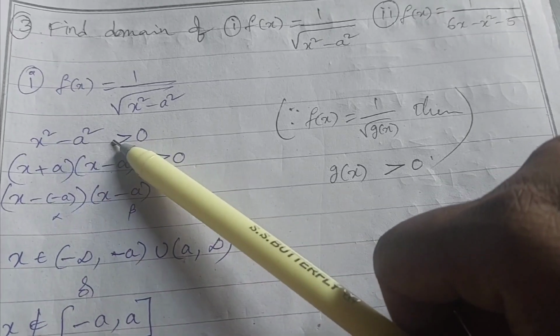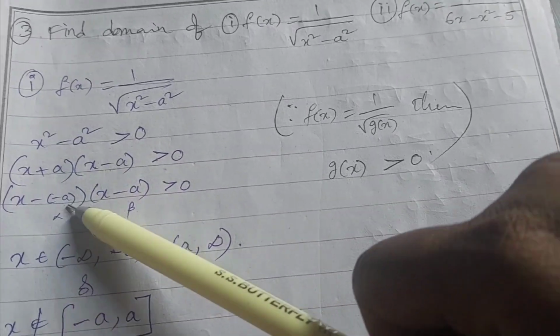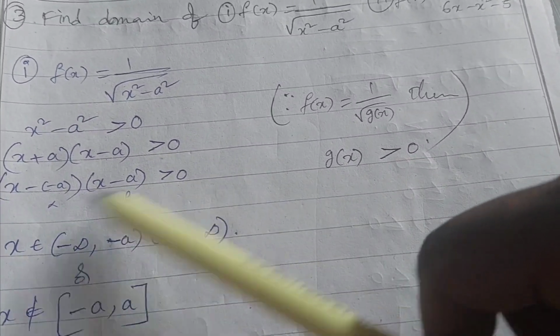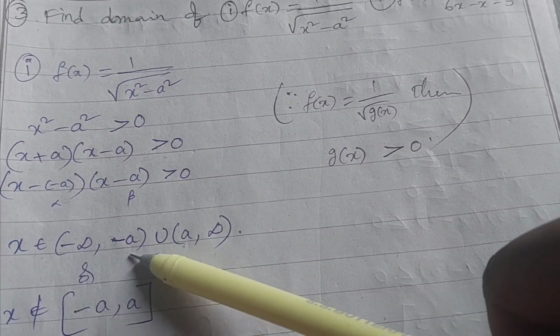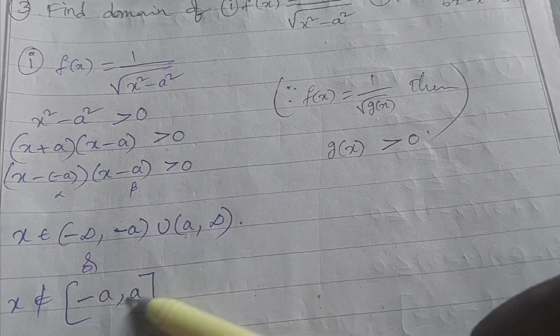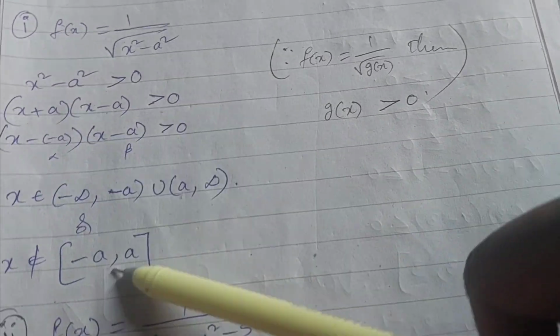So now it is looking like a plus b into a minus b, apply the formula. Now plus we can write as minus of minus. So here x belongs to smaller to bigger. So minus infinity to alpha, meaning minus a, union beta to plus infinity, and it means does not belong to minus a comma a.